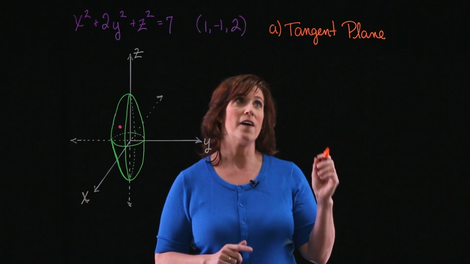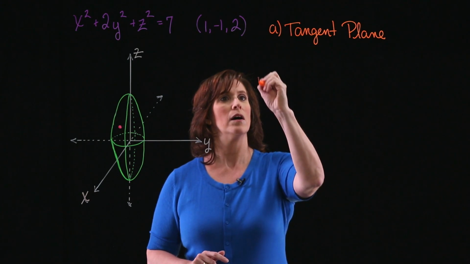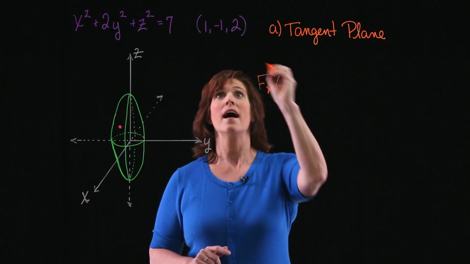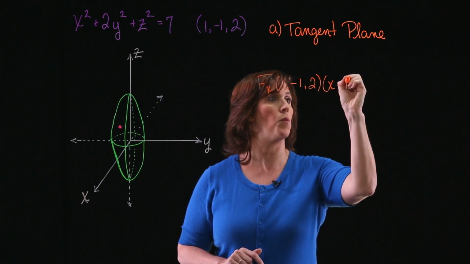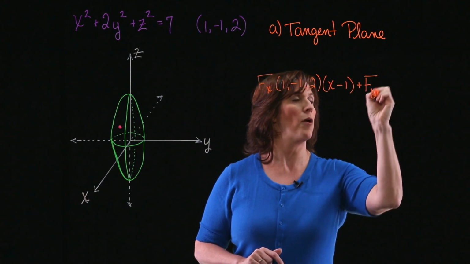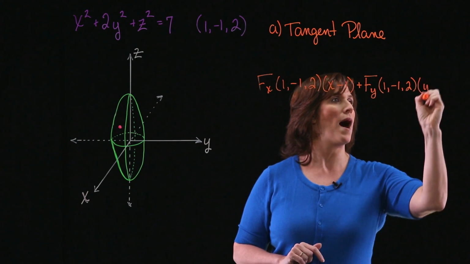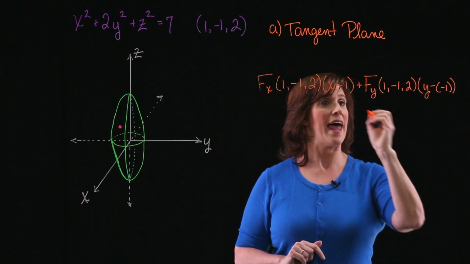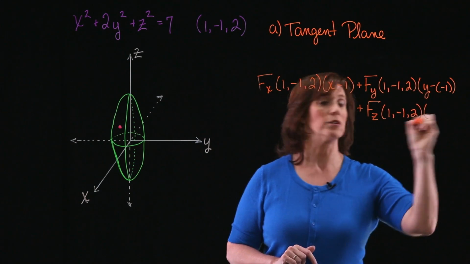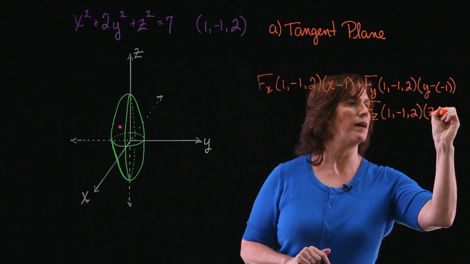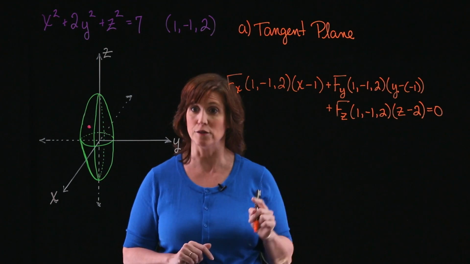First of all, I know that I can find the equation of a tangent plane by taking the partial with respect to x at the point (1, -1, 2) and multiplying that by x minus 1. I'll then add the partial with respect to y at my point (1, -1, 2) and multiply that by y minus negative 1. I'll then add the partial with respect to z at (1, -1, 2) and multiply that by the quantity z minus 2, and that's going to equal 0.